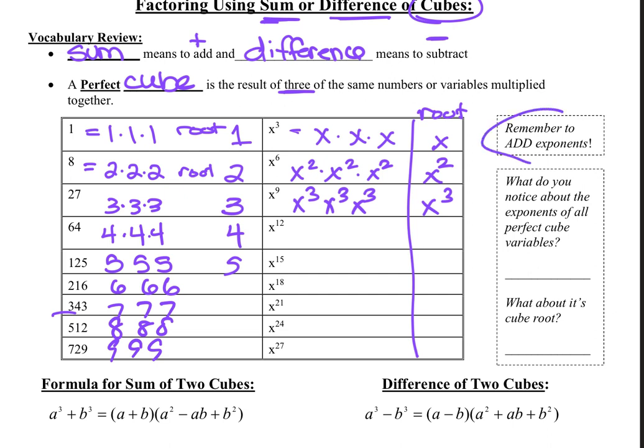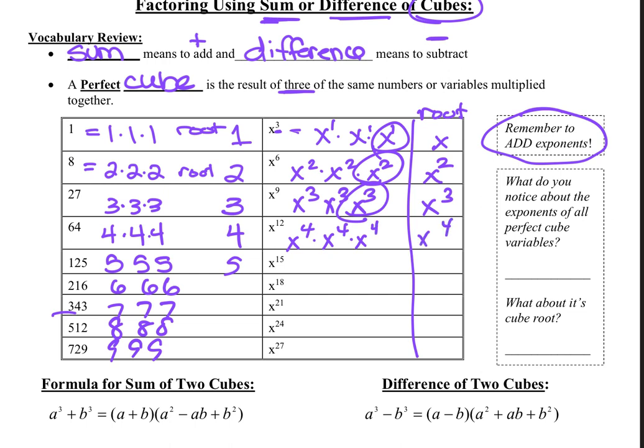Remember what we're doing is we're adding exponents because we're multiplying bases. So we add the exponents up. That gives us the 3. And since it's the same thing over and over, one of them is the root. So x to the 12th is x to the 4th times x to the 4th times x to the 4th. So the root is x to the 4th.